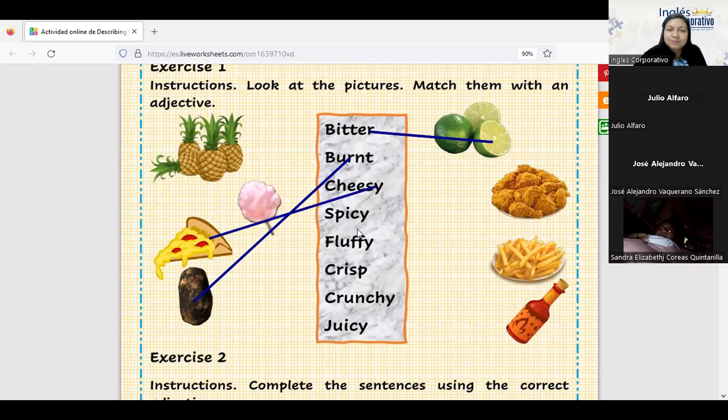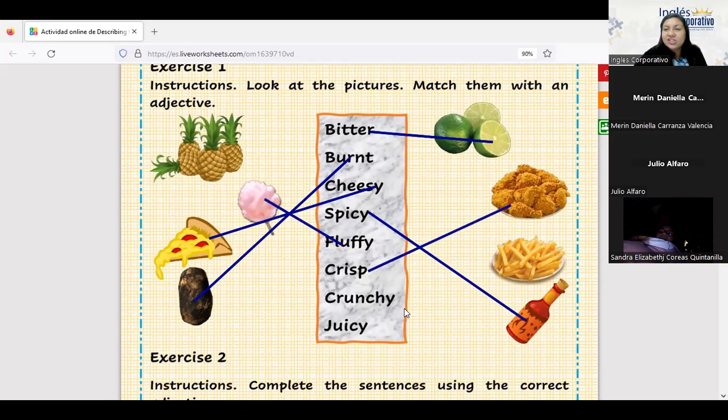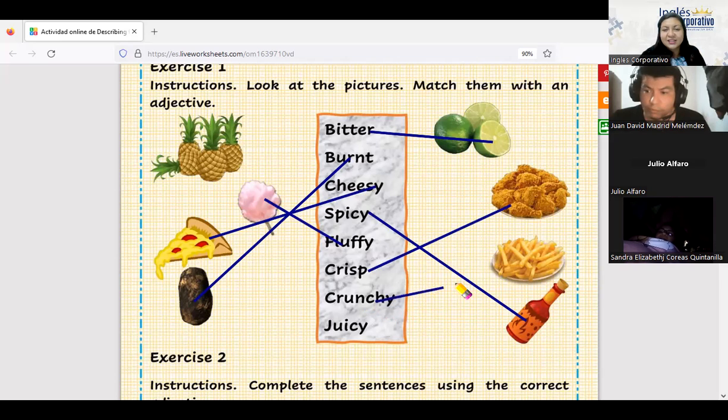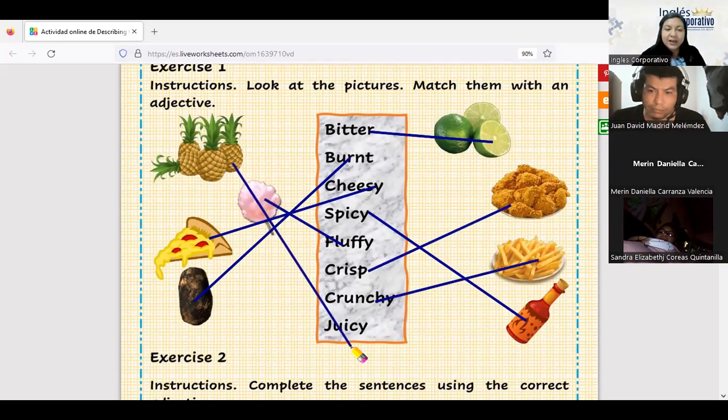The pizza is cheesy. What is spicy? The hot sauce. Very good, the hot sauce. Is it spicy? Yes, the hot sauce. What is fluffy? The cotton candy. Yeah, the cotton candy. Very good. That is fluffy. The crisp. The fried chicken. The fried chicken is crisp. What is crunchy? When you eat them, you hear the crunch. French fries. And juicy? Pineapple. The pineapples are juicy. Very good.